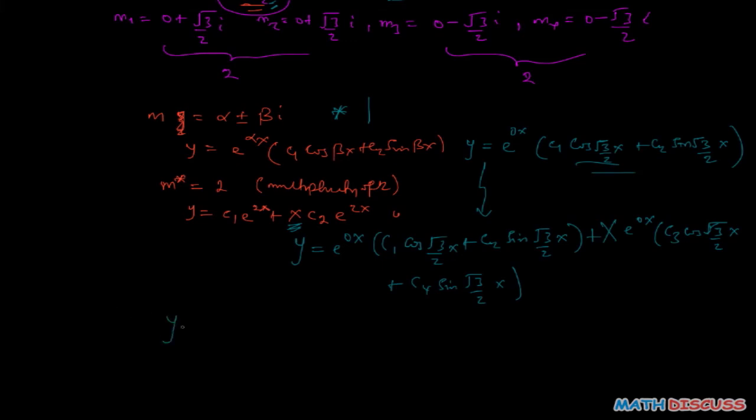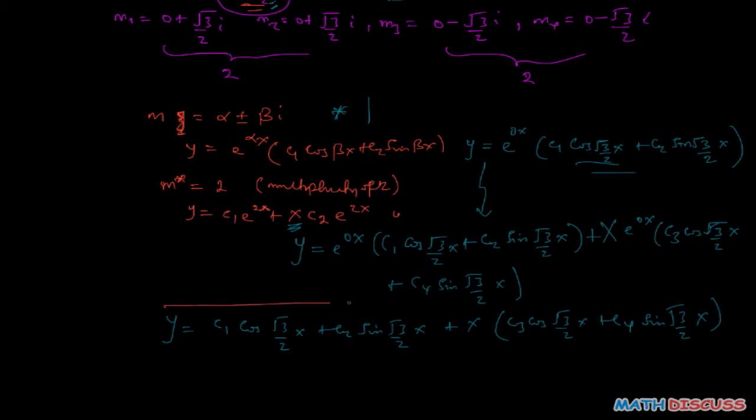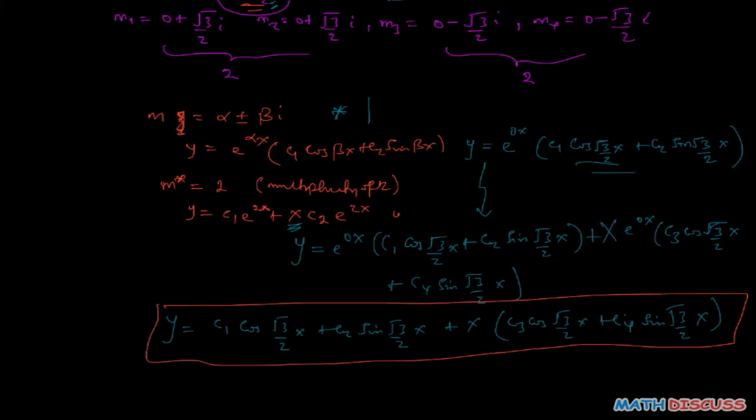So in full, we have y equals e to the power 0x, which is 1, so that's c1 cosine of root 3 over 2 x plus c2 sine of root 3 over 2 x, then plus x into c3 cosine of root 3 over 2 x plus c4 sine of root 3 over 2 x. So that is going to be your final solution of the whole thing.